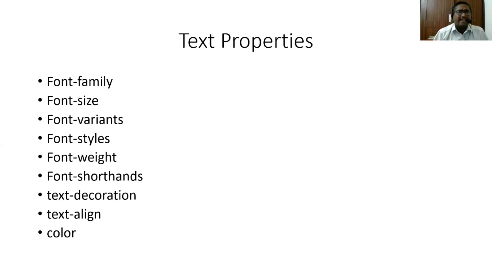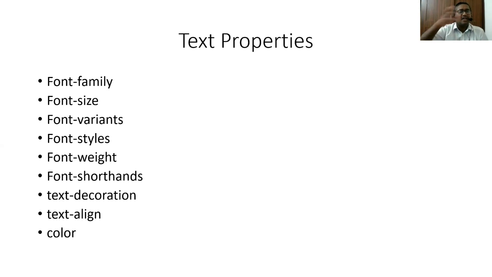Now, how to use this selector? There are different examples. Different text properties are there. Font family, font size. Font family means Times New Roman, Bookman Old Style, cursive, sans serif, serif, etc. Font size means pixel, point, percentage, any representation we can use. Font-size colon 40px. Font variants, that is normal, small caps, etc. Font styles, italic, oblique, etc. Font weight, bold, unbold, etc.